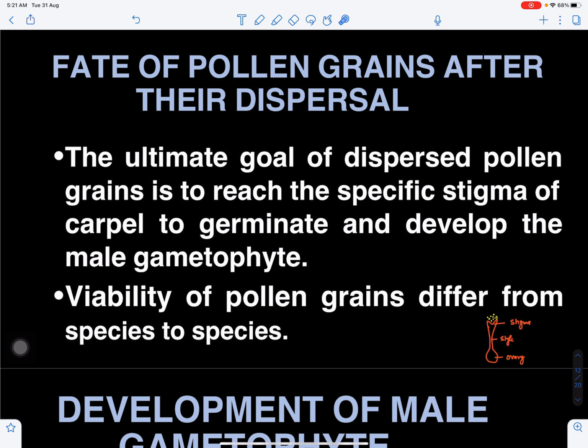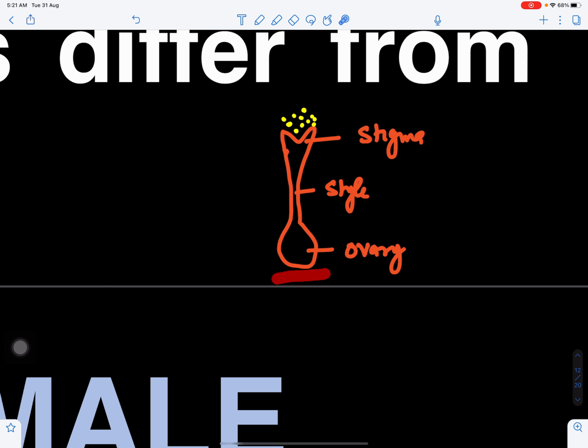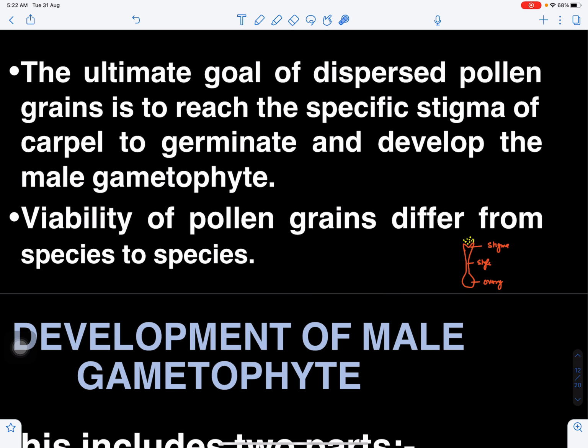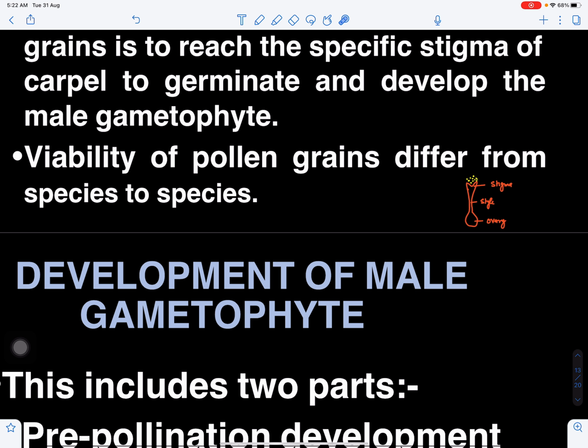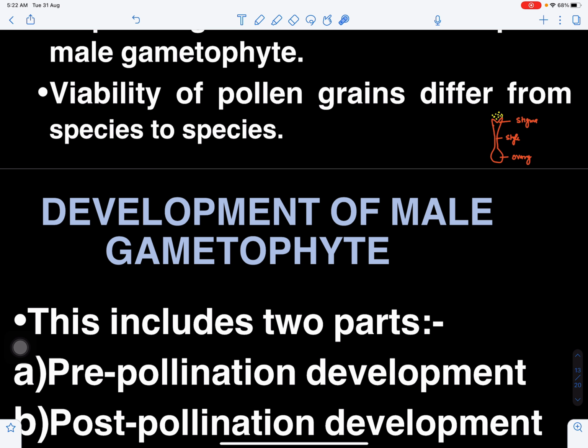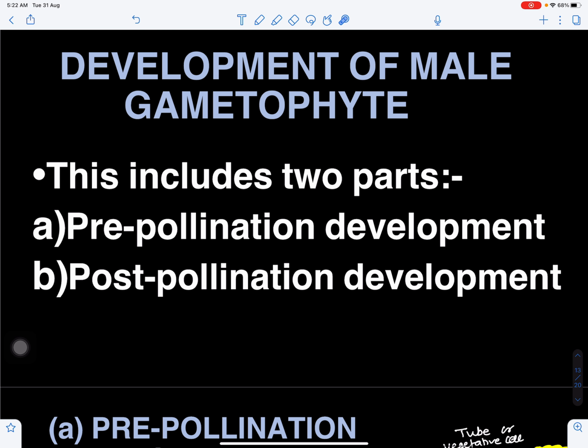Now, if we see the structure of the gynoecium, this is the ovary, this is the style, and this is the stigma. The stigma will attract the pollen grains toward itself and they will fall on the stigma, and then these pollen grains will start germinating, right? So, pollen grains will reach the stigma part of the flower, or we can say the female part of the flower. Now, next we'll discuss in detail the development of the male gametophyte.